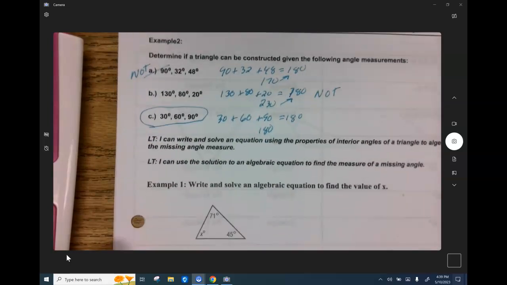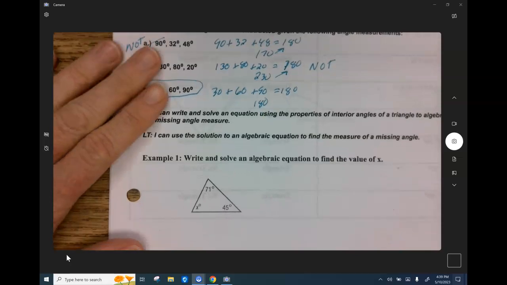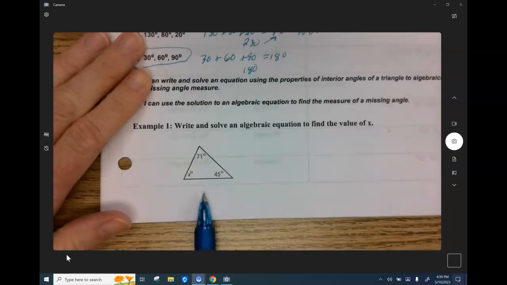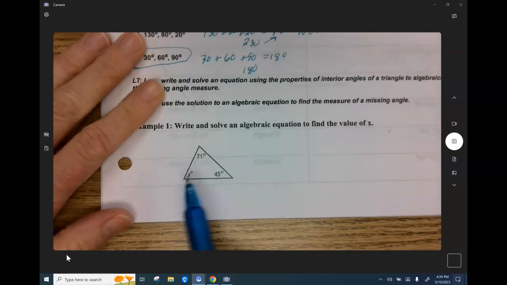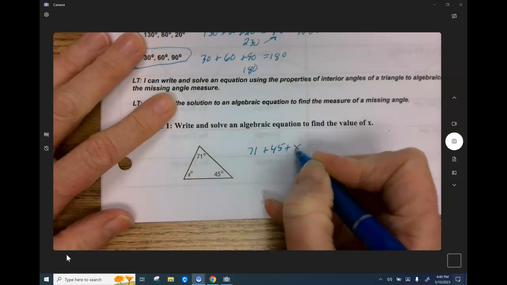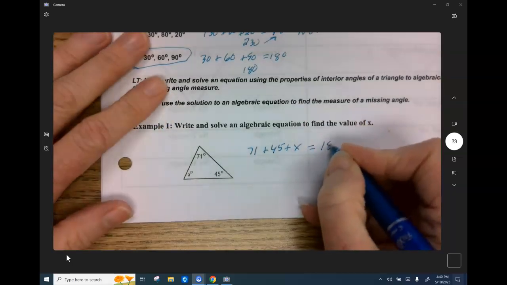Good. Now we're going to write and solve an algebraic equation to find the value of x. So we're going to use what we just learned. We know that the three angles of a triangle have to be equal to 180. So I have three angles of a triangle. So I have to take 71 plus 45 plus x. I'm taking the three angles. It doesn't matter the order. That has to be equal to 180.